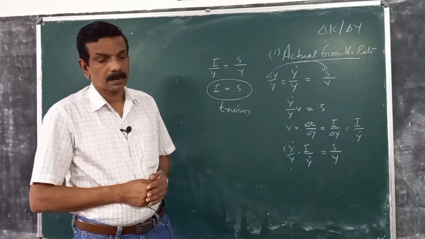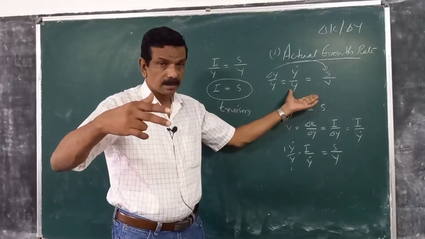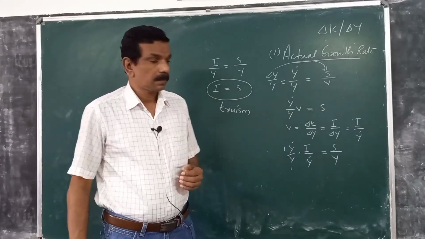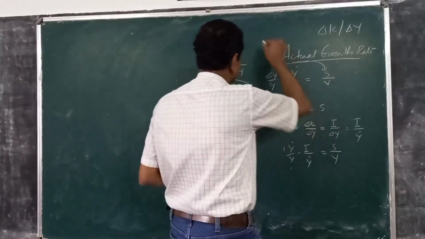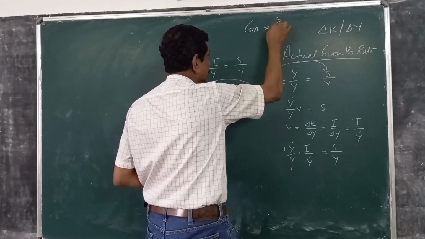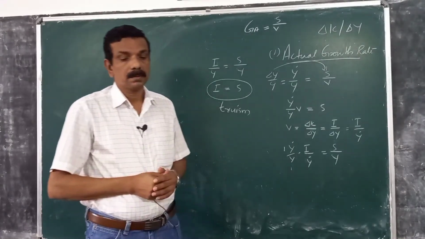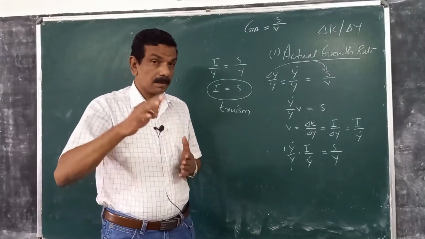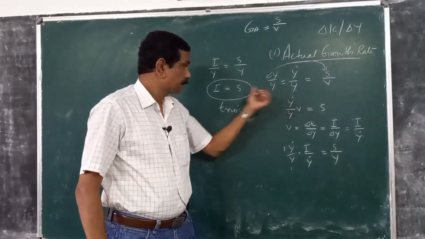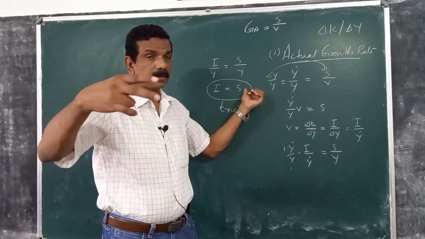And since this growth rate is based on actual MCOR, we write it as GA. Actual growth is equal to S by V. GA is equal to S by V. And remember this growth rate is defined in terms of actual equality between actual saving and actual investment.